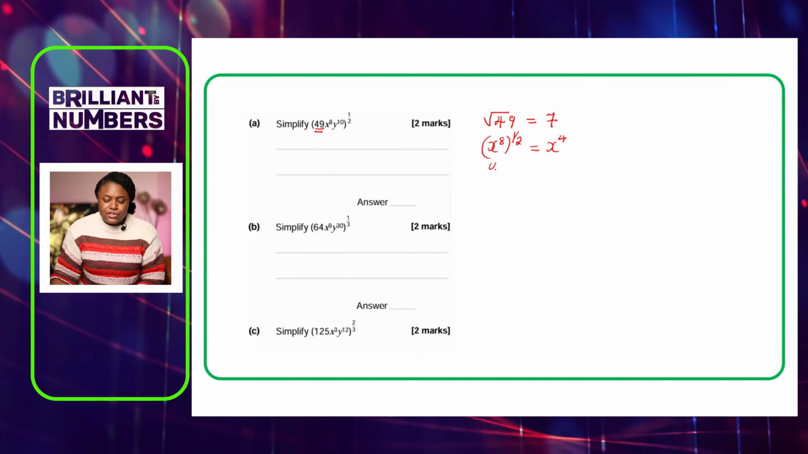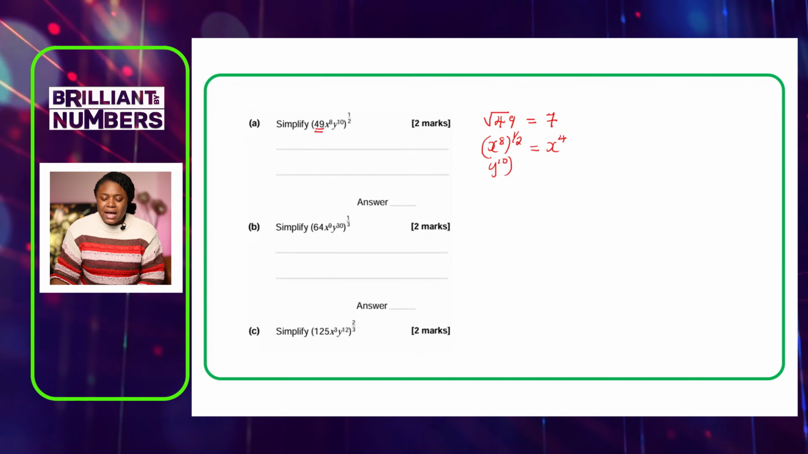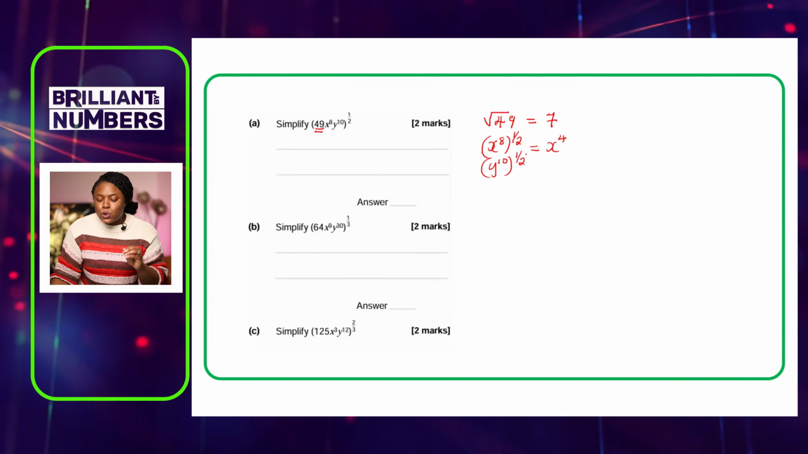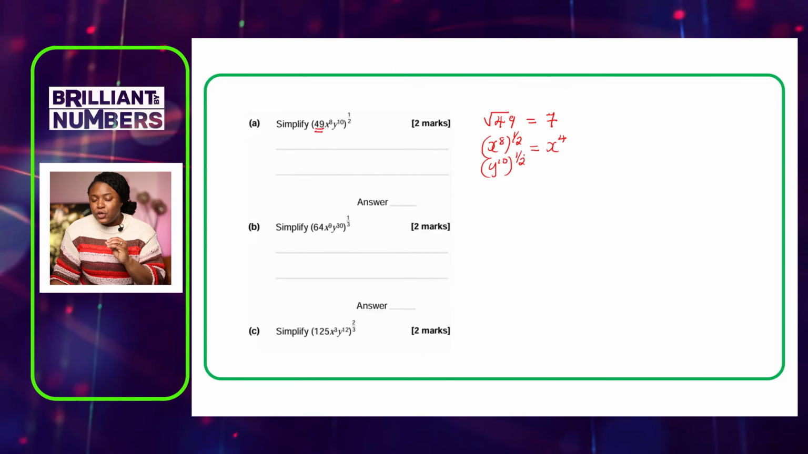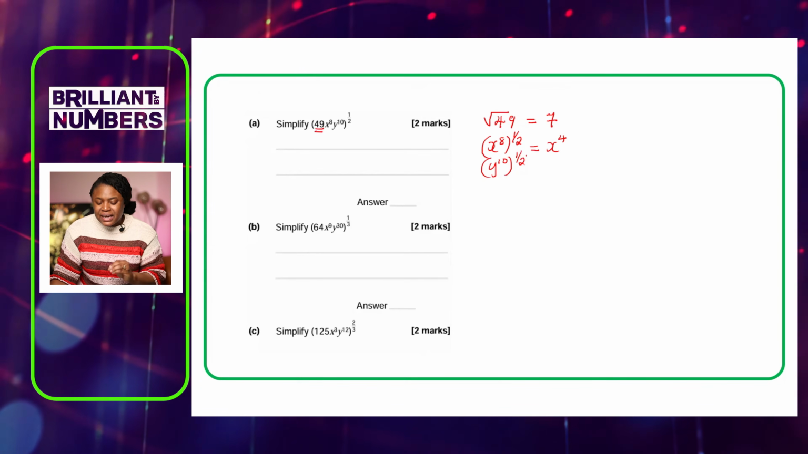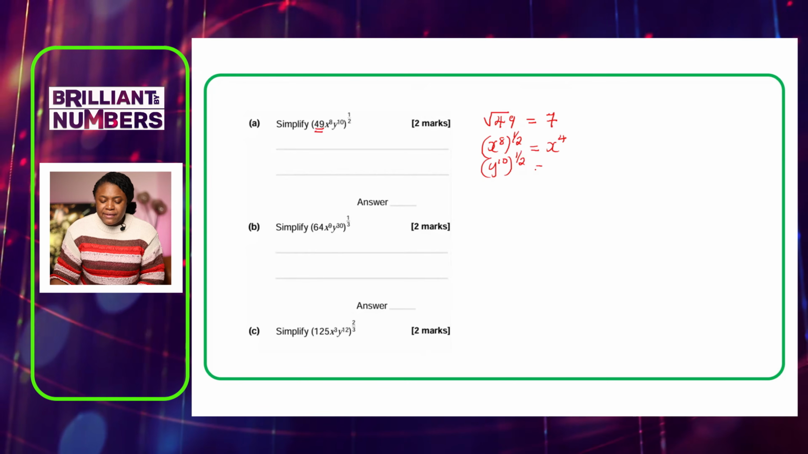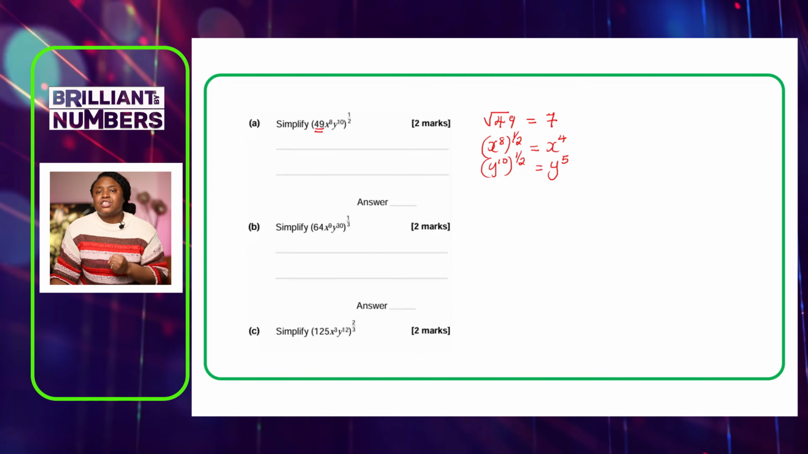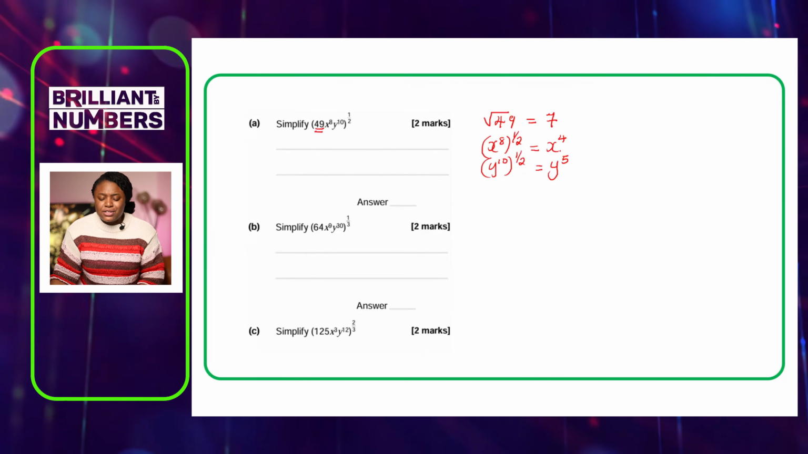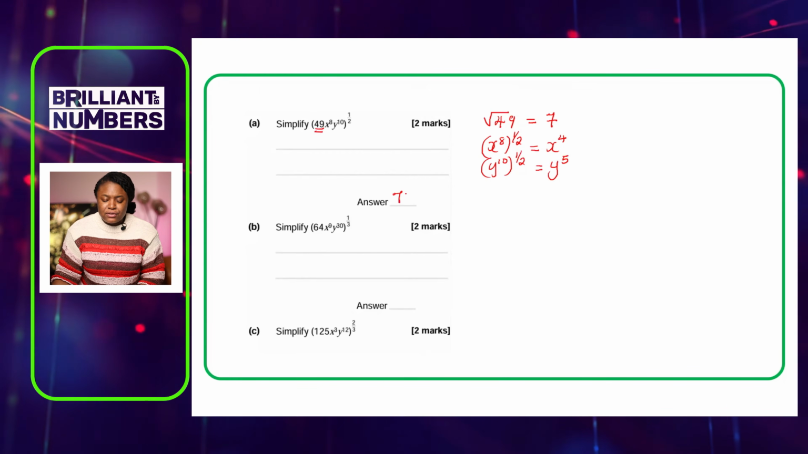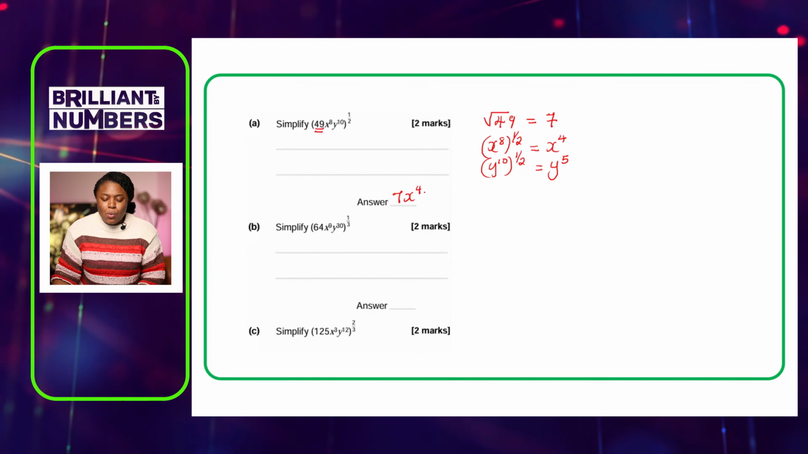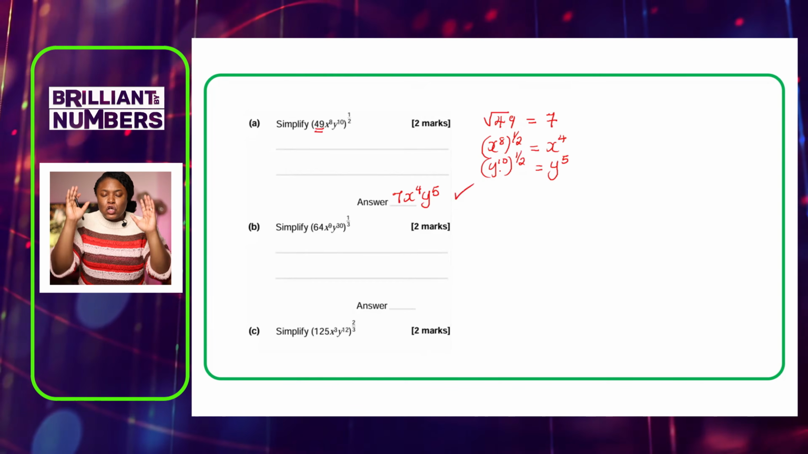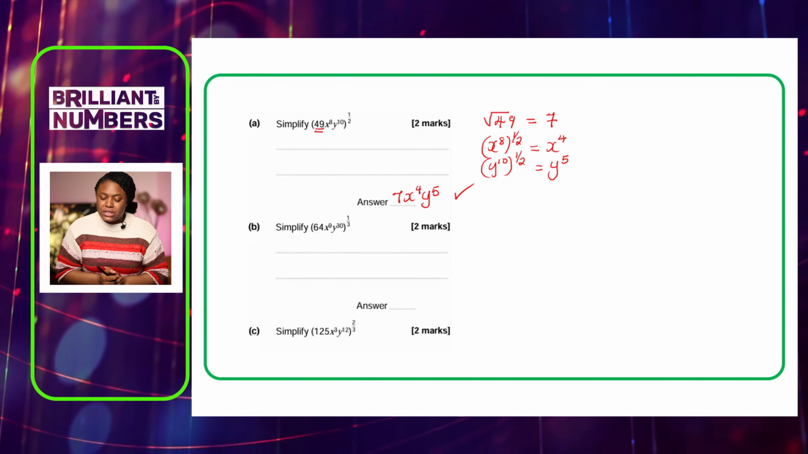So now I need to do y to the power of 10, and that's been raised to the power of a half, indicating I'm multiplying 10 by a half, which is the same as 10 divided by 2. So for the y variable, I get y to the power of 5. We then need to just combine them all to make the final answer. So the answer is 7 x to the power of 4, y to the power of 5. Beautiful, clear, simple, logical, step-by-step approach to this question.